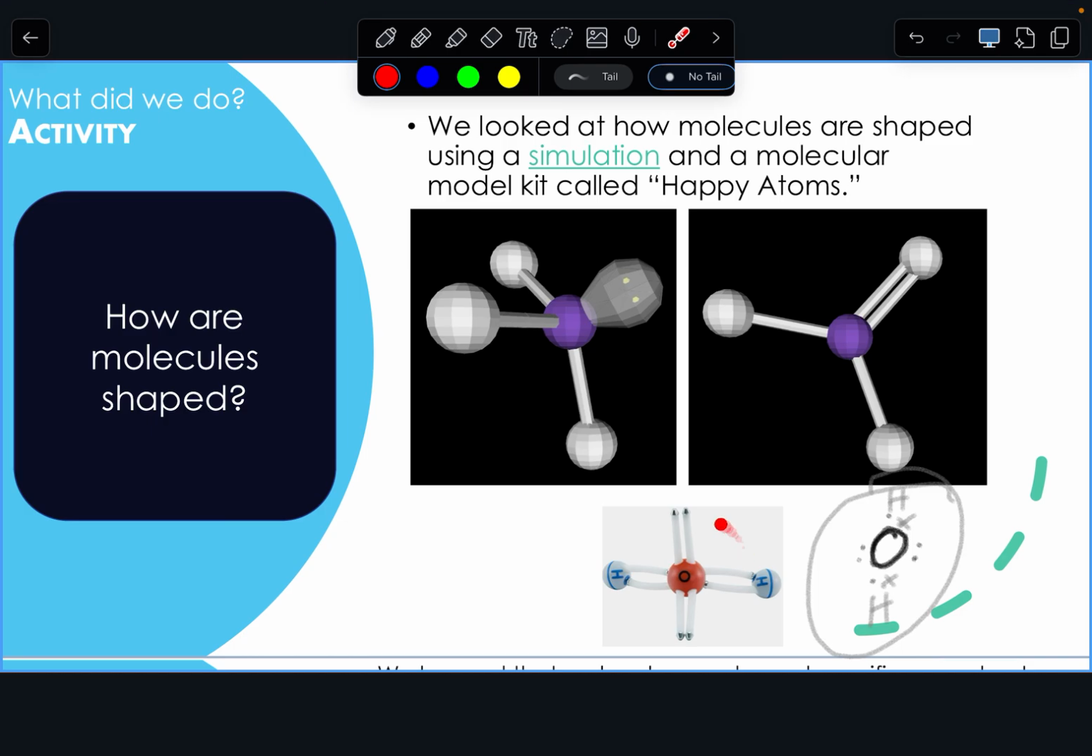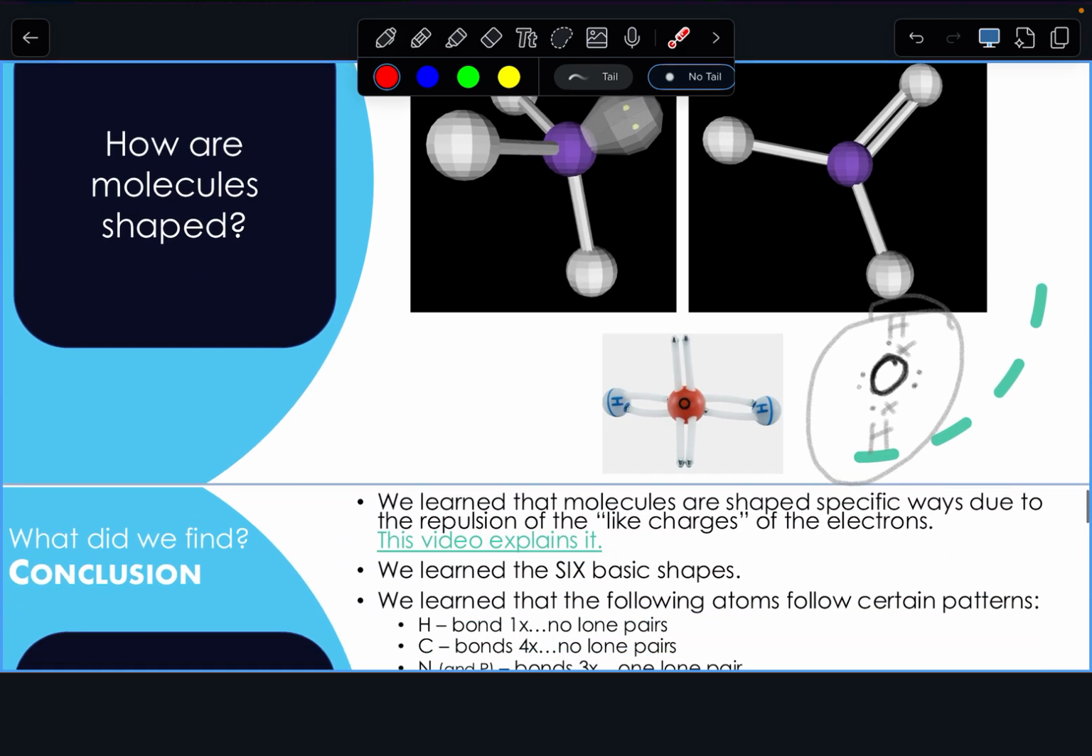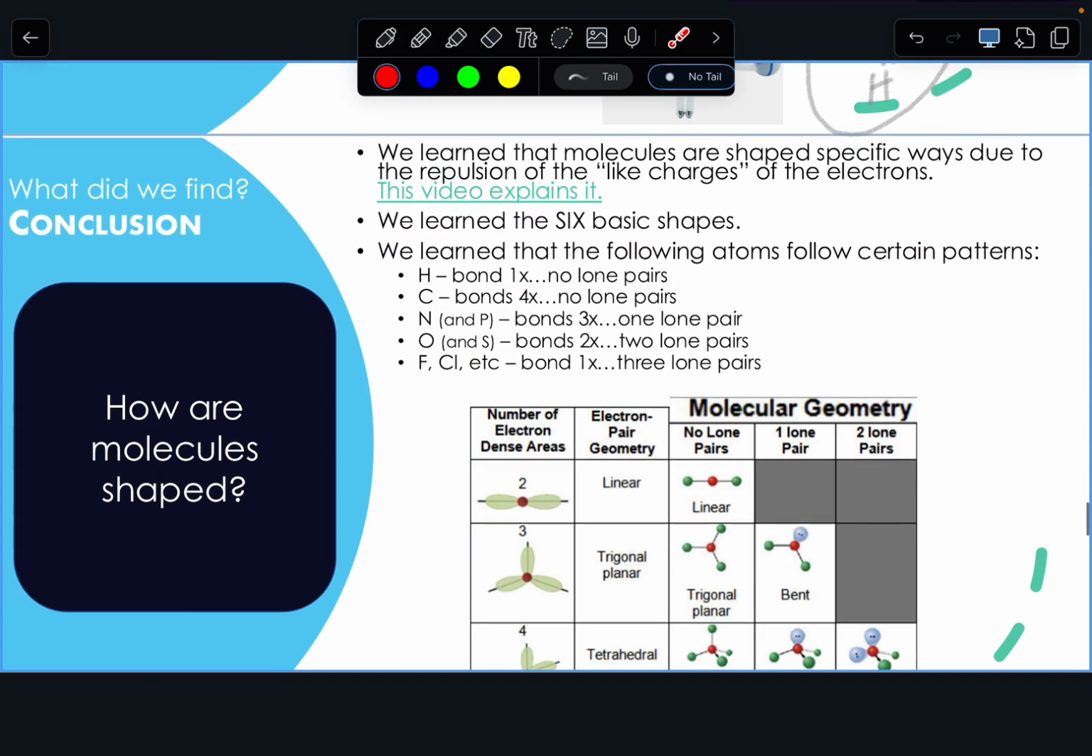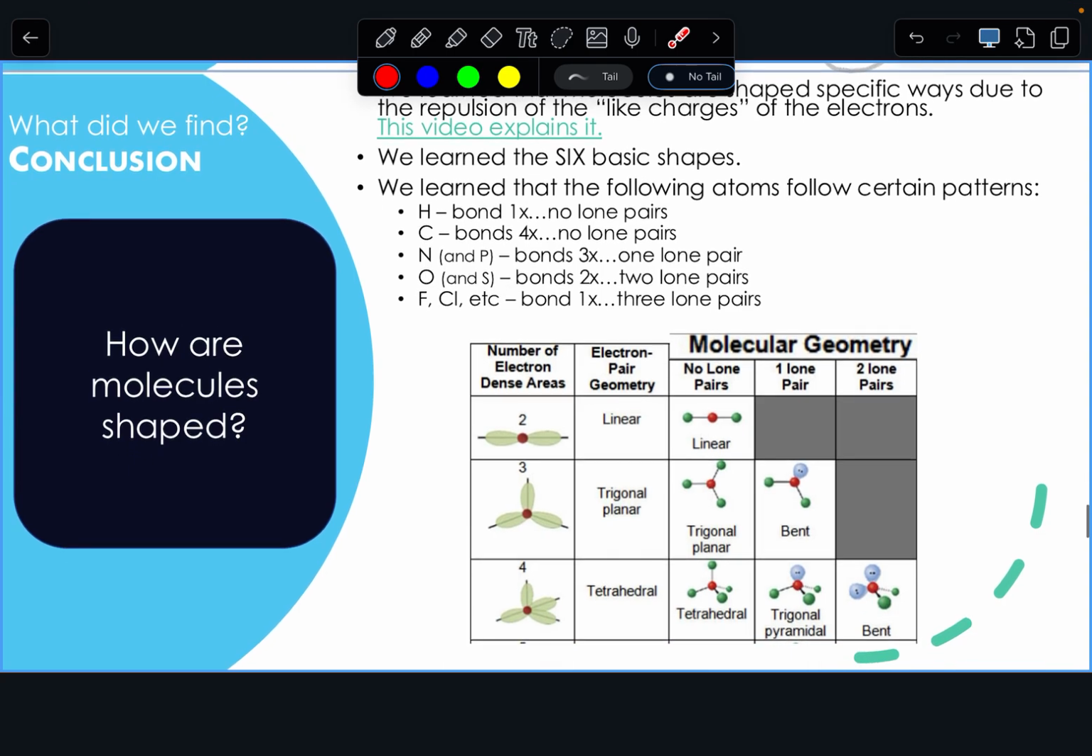I've had a lot of students tell me that they picture the happy atoms when they're on tests because they can actually picture putting these things together with their hands and making things. So that simulation or the happy atoms is a good way to look at that. Okay, so then we learned about these shapes.